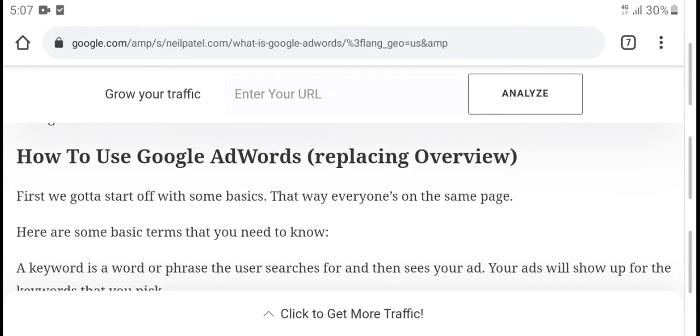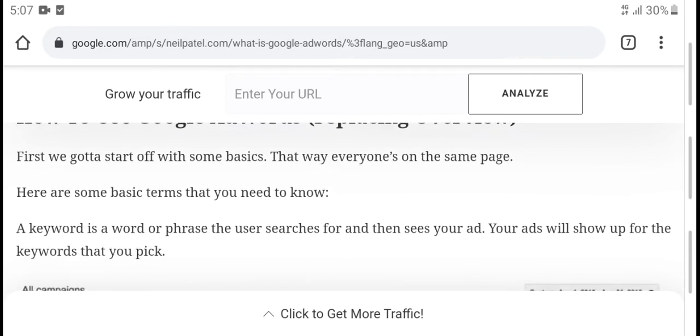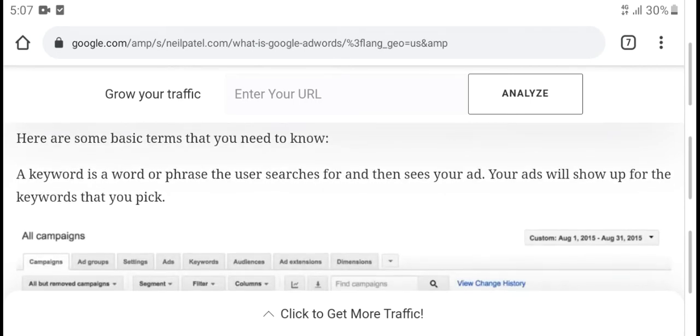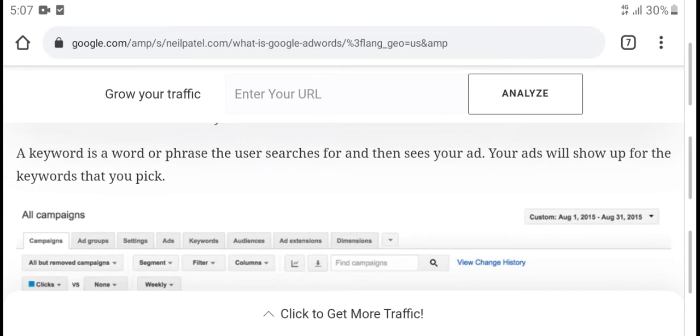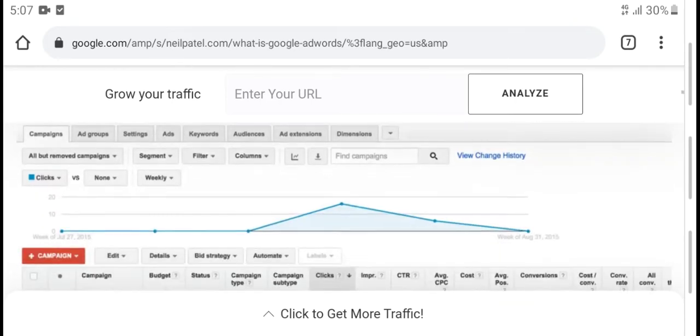AdWords. Re-replacing our views. First, we get to started with basic, the everyone, the some page is some basic terms needed: AdWords purchase schedule and ads, your keywords pick.